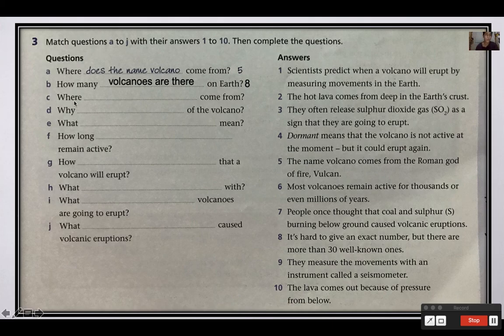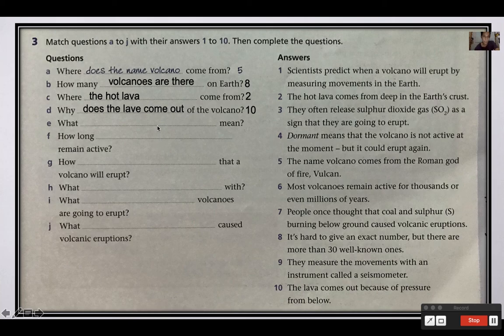Okay, where does the lava come from? Which do you think is the correct answer? Excellent. The hot lava comes from deep in the Earth's crust. Okay, letter D, why does the lava come out of the volcano? It is number 10. The lava comes out because of pressure from below.